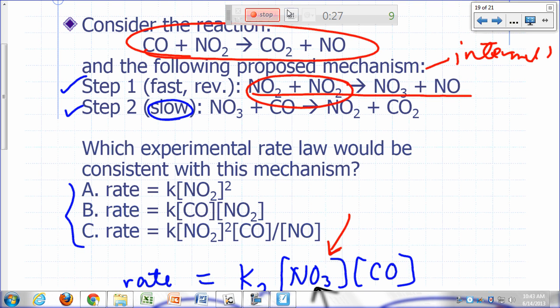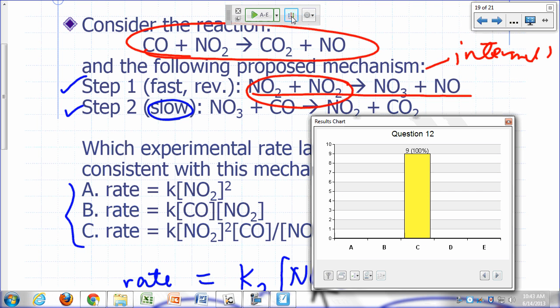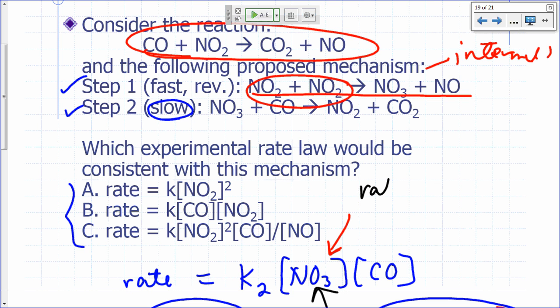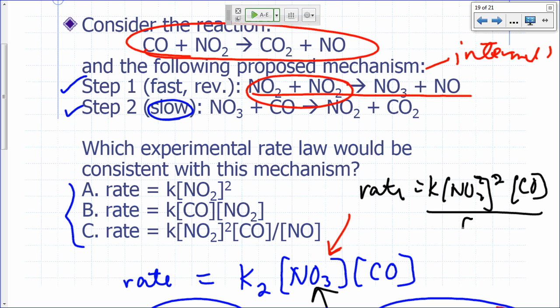Alright, so C. Very good. Alright, so what's the order of the reaction with respect to NO? So say your rate is equal to k NO2 squared times CO over NO. So we say it's second order with respect to NO2. It's first order with respect to CO. What's the order with respect to NO?